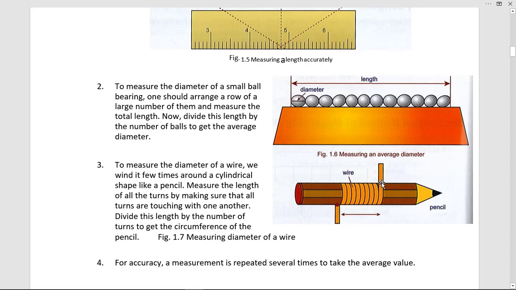Then you are going to mark this ending point. After that you can unwrap all this thread, put a ruler over it, and find the total distance from this point to this point. For example, whatever the distance, count the number of turns: 1 2 3 4 5 6 7 8, then divide by 8, so you will get the distance of one turn.